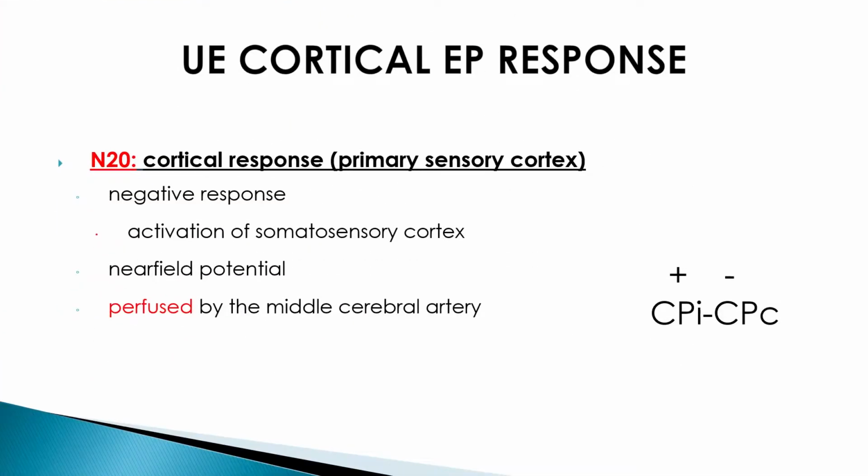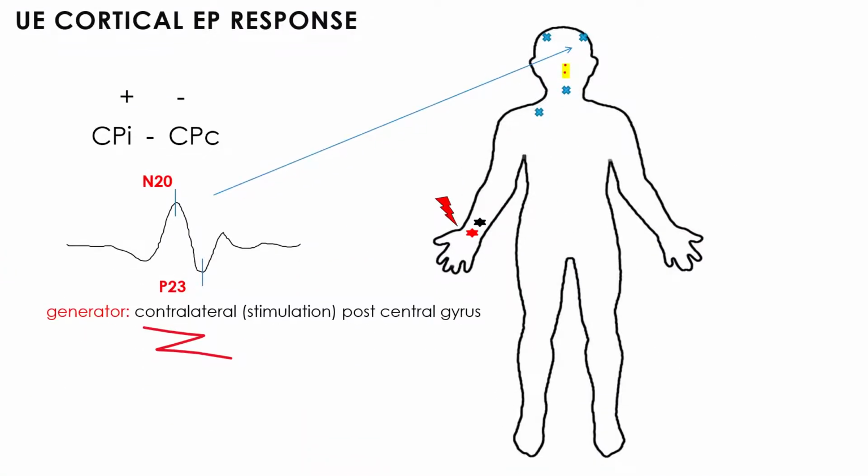On to the cortical response. The N20 response is a response of the primary sensory cortex. It's a negative response, and it represents activation of the somatosensory cortex. It's a near field potential, and it's perfused by the middle cerebral artery. The cortical response is generated by the contralateral, to stimulation, post-central gyrus. We stimulate at the wrist, we go through the N9, the cervical response, the brainstem, and it projects out to the cortex where we have that electrode waiting to record that N20 response.